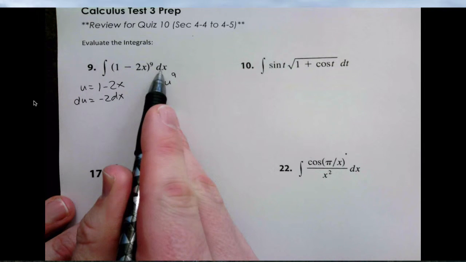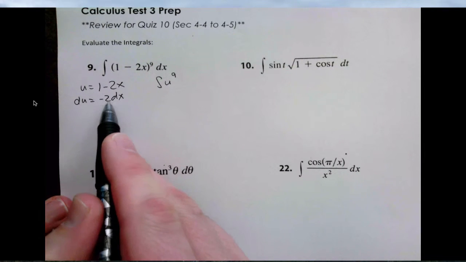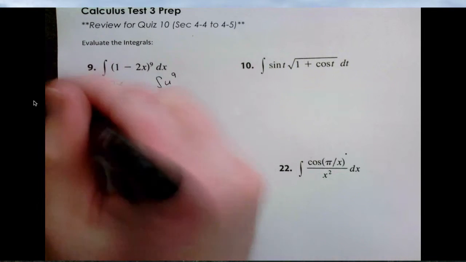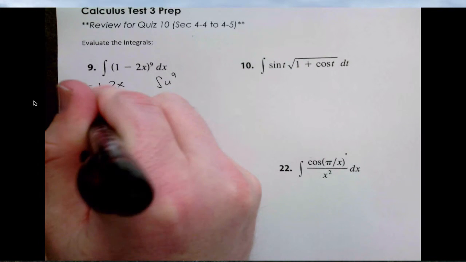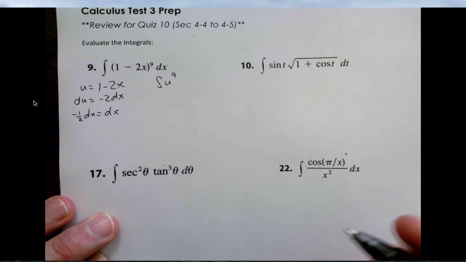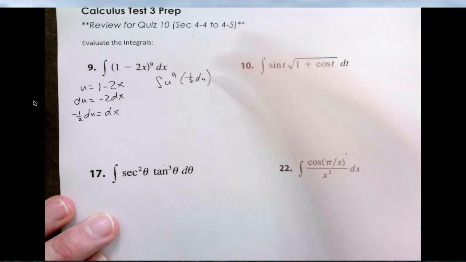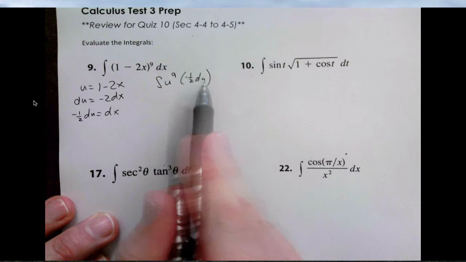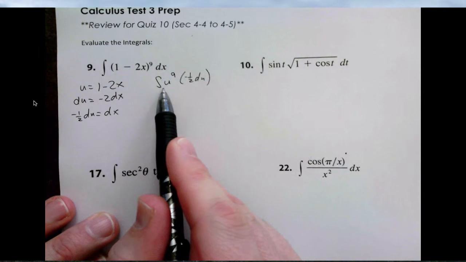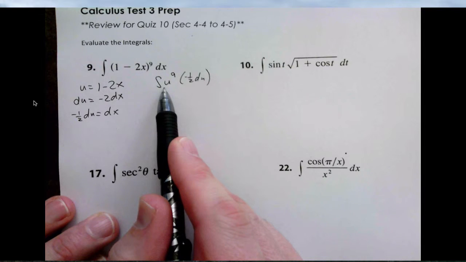Now I can't replace dx because I need to know what dx equals. So the way I do that is I divide both sides by the negative 2. And in this case now I have negative 1/2 du. So all my variables have to match, du, and if I had limits of integration still on these, they would also have to be in terms of u.